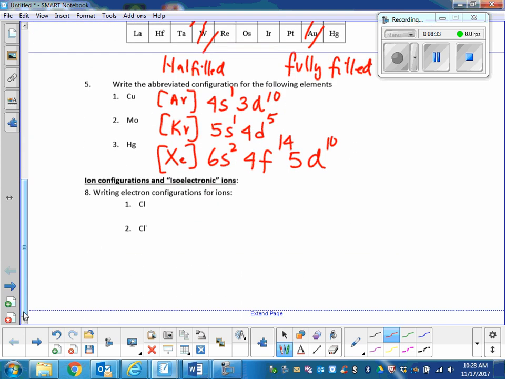so the next thing we need to know is how to write the electron configuration for ions. Alright? Cl, we know, has how many? 17 protons. Is that right? In a neutral atom, it will have 17 electrons. Is that right? But when it becomes Cl minus, what is the number of electrons it has? 18. Now you have to account for 18 electrons.